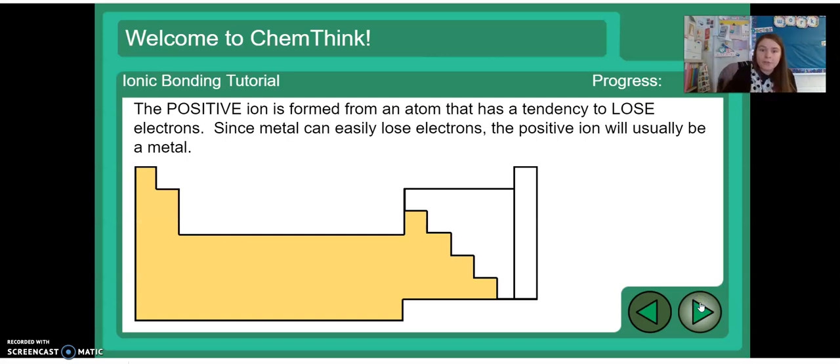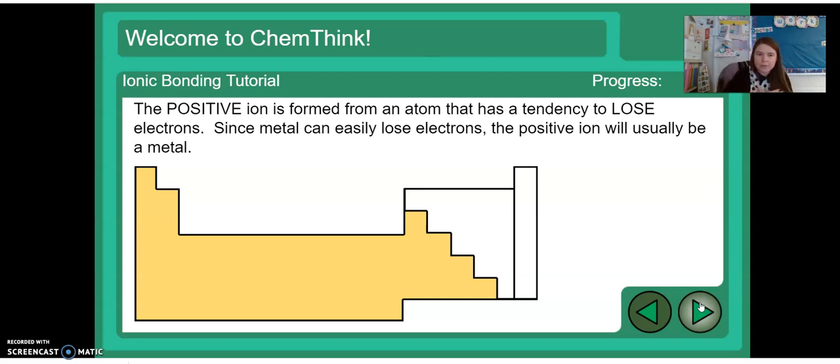Positive ions are going to form from an atom that has a tendency to lose its electrons. Typically, this is going to be an atom that has a small number of valence electrons. We know that in order for an atom to be happy, its valence has to be full. And if I only have a couple electrons moving around in my valence, I want to get rid of them. I want some other atom to take them so that my valence is full and I'm a happy atom.